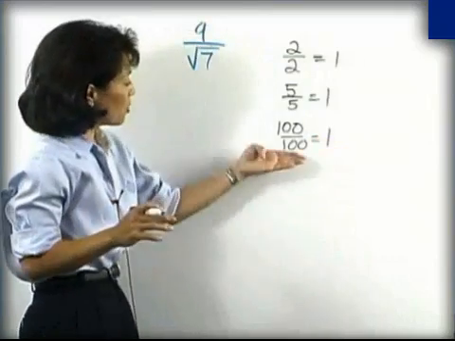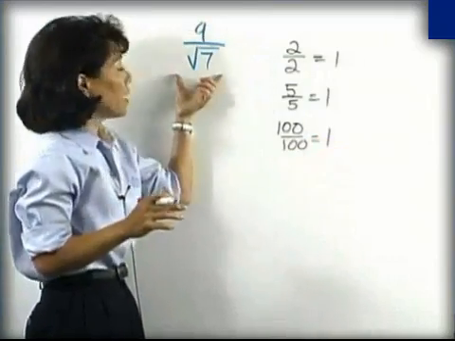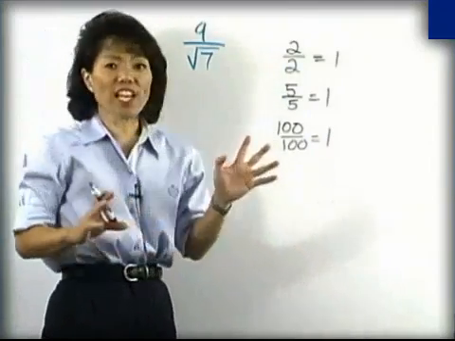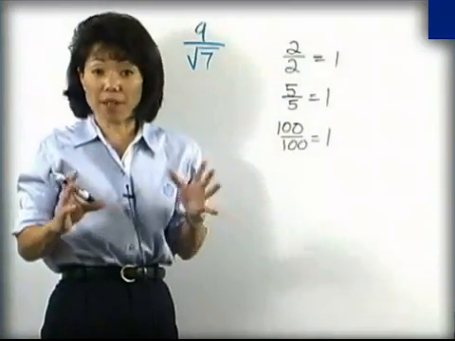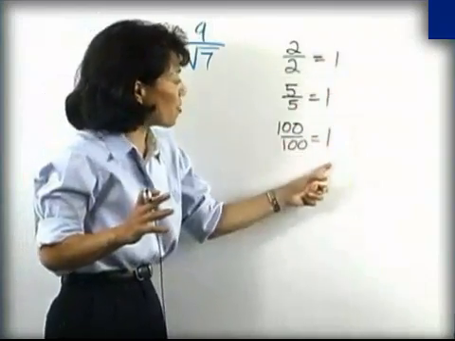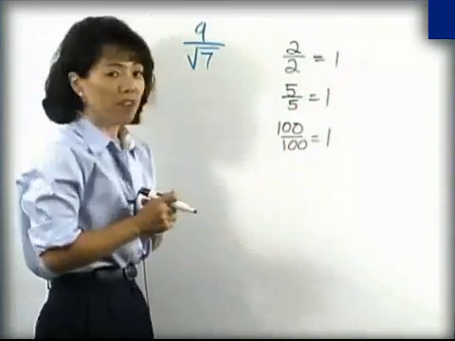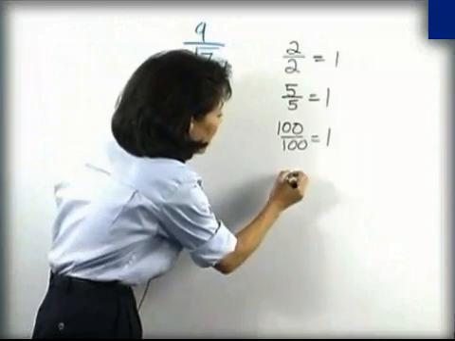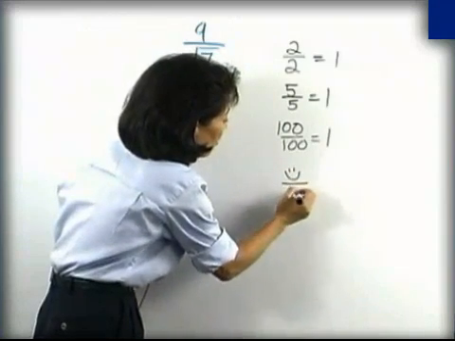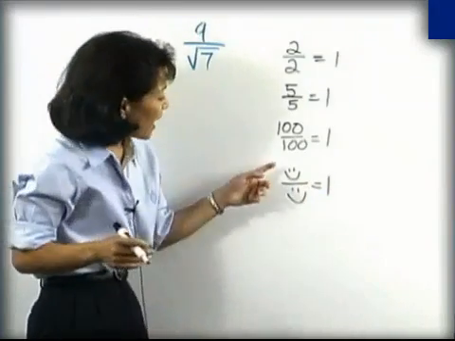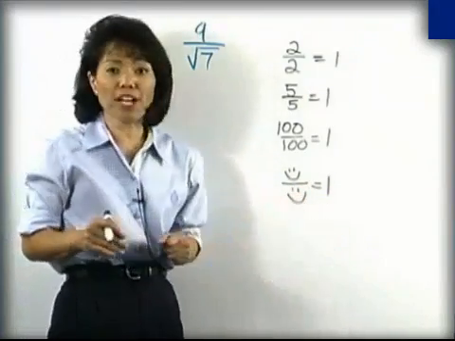So if I take and multiply my number here, 9 over the square root of 7, by any one of these, I'm changing the form of the number, but not the value, because these really represent the number 1, thus not changing the value. Now let's continue on our list. What if I had happy face over happy face? Can I multiply by that? Sure I can. Anything over itself is equal to 1.